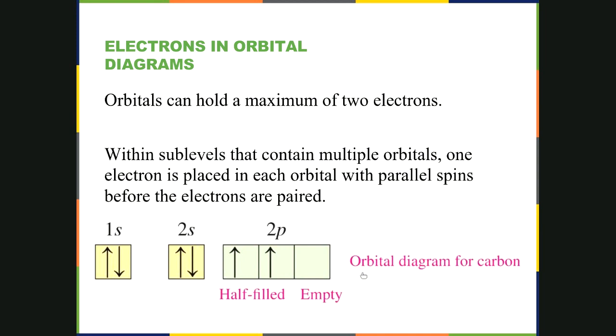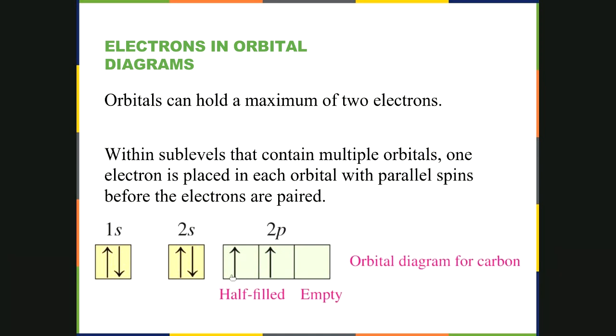So what we do, and the mathematics actually agrees with this, is when we have empty available orbitals within a sublevel, we're going to put one electron in each empty orbital before we double up. So that's what it was saying here. Within sublevels that contain multiple orbitals, like this 2p, one electron is placed in each orbital with parallel spins. When we say parallel spins, that just means their orientation is in the same direction. And then we pair them up.